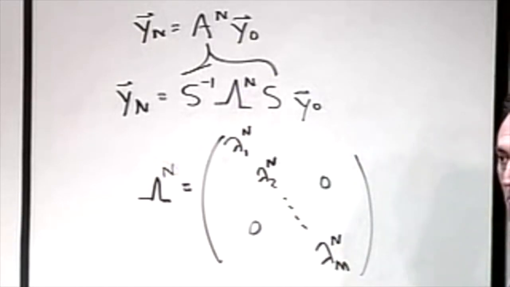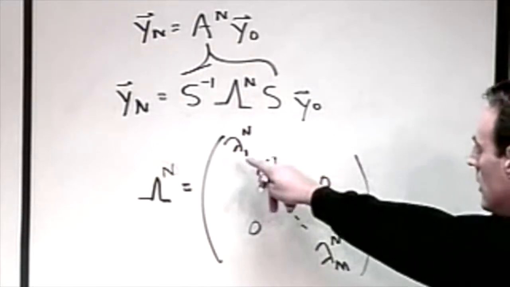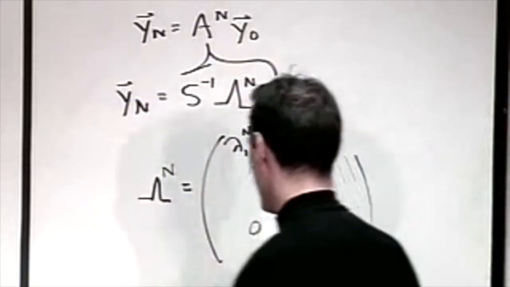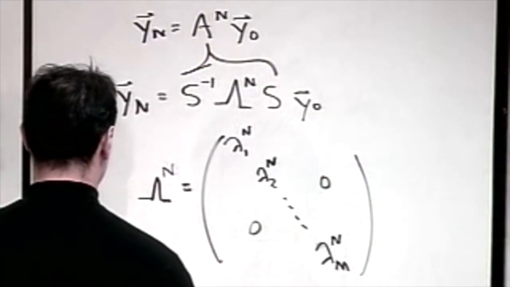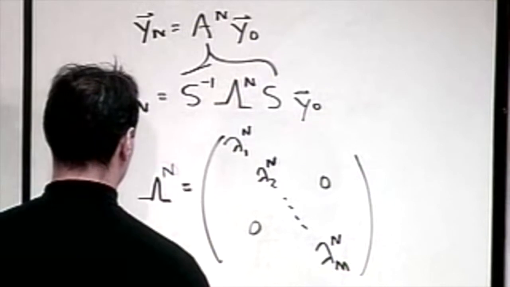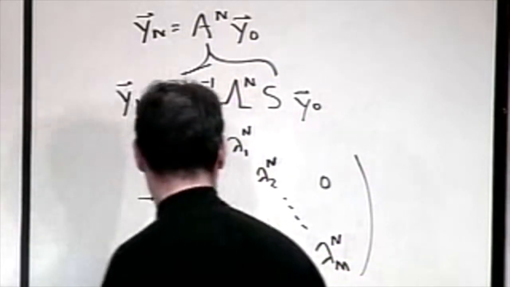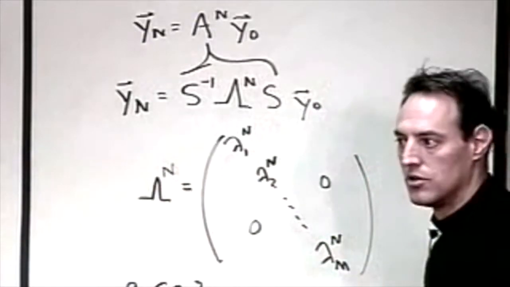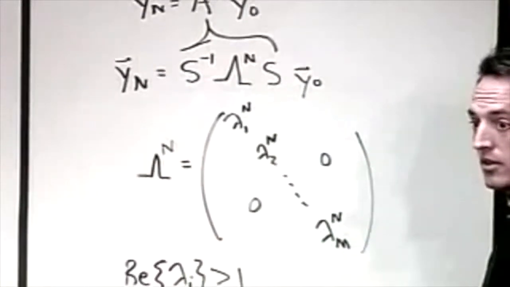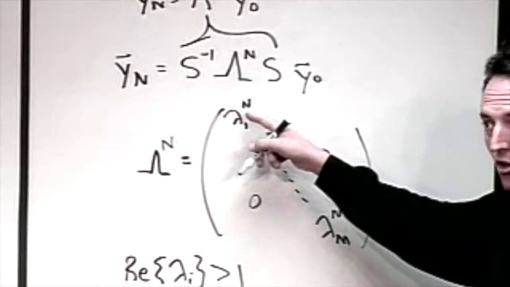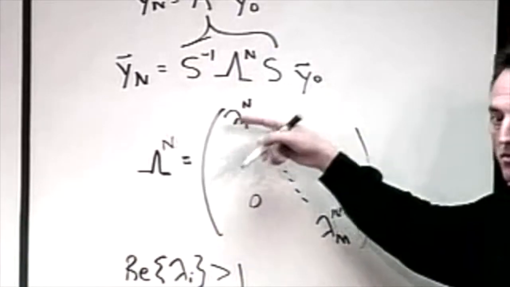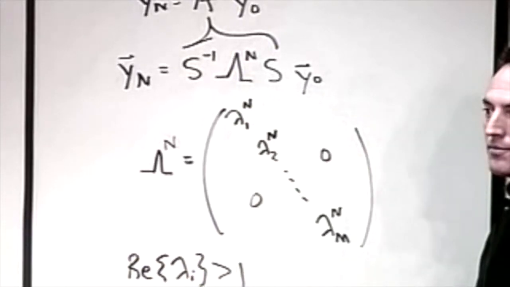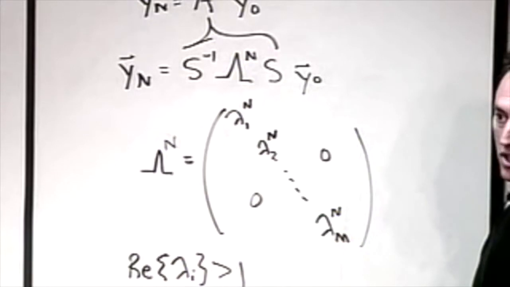The only thing that matters right now, then, is if the real part of any one of those eigenvalues is greater than 1. So if you take the real part of any of these eigenvalues, if it's bigger than 1, and you're raising something bigger than 1 to the nth power, what happens? It goes to infinity. The scheme is unstable.